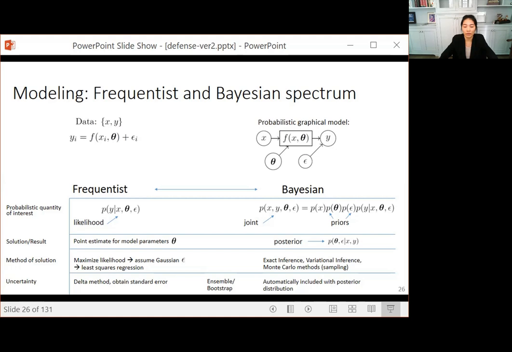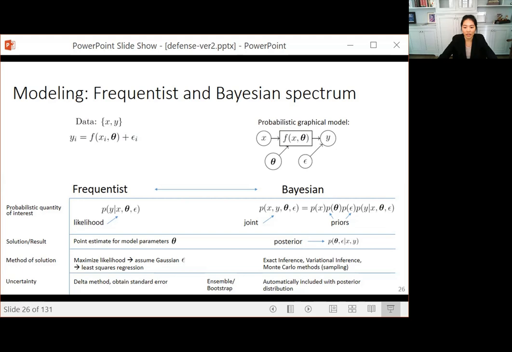And then we can factorize this according to the graph, and it factorizes into the priors times the likelihood. This comes about because of Bayes' rule and the definition of conditional probability. Now what we're usually most interested in is the posterior distribution, so this is the distribution of the model parameters given the observed data.